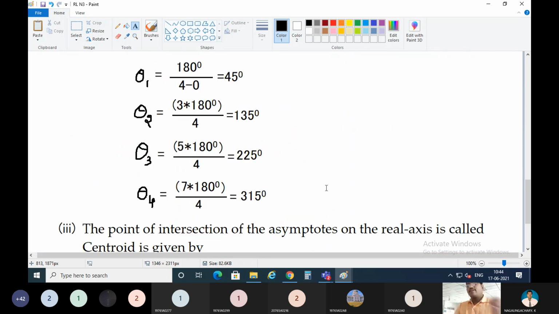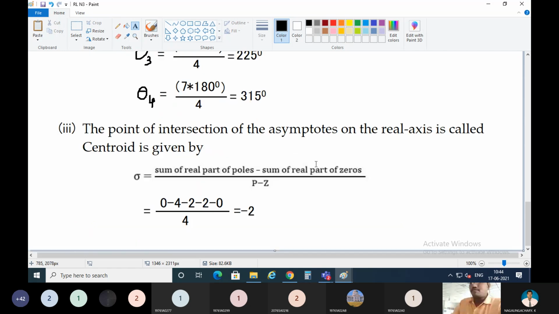So centroid as well as theta 1, the angle of asymptote, we will sketch. We will draw it next. So -2 is the centroid.